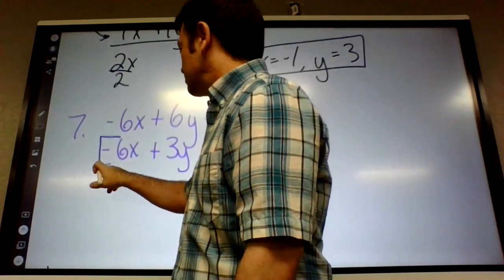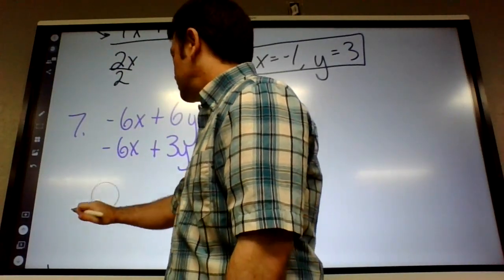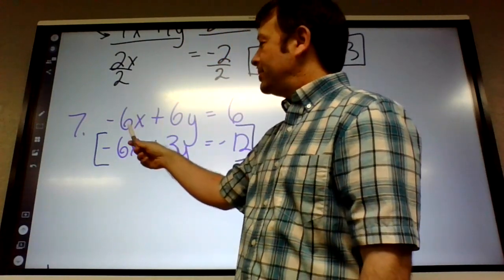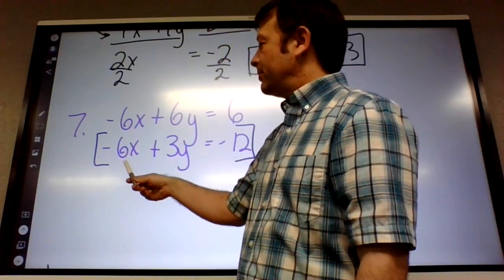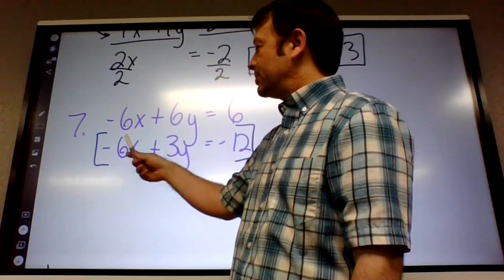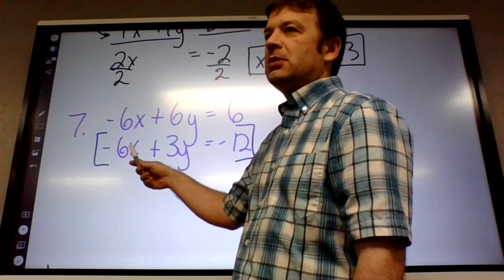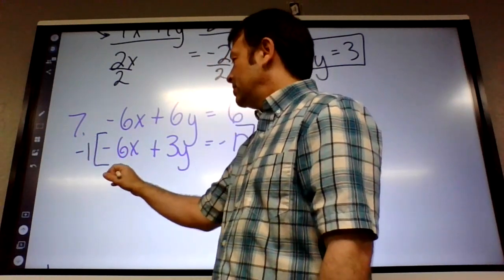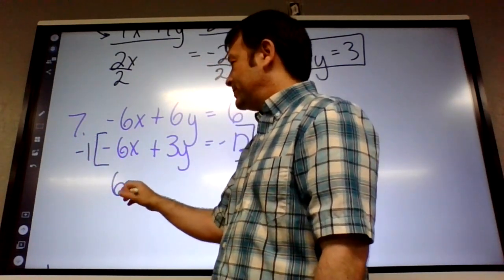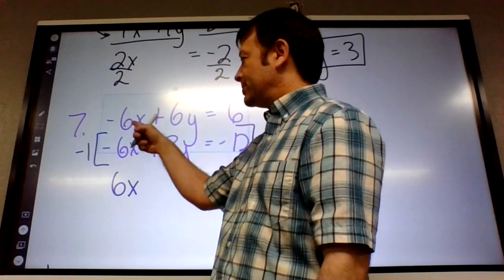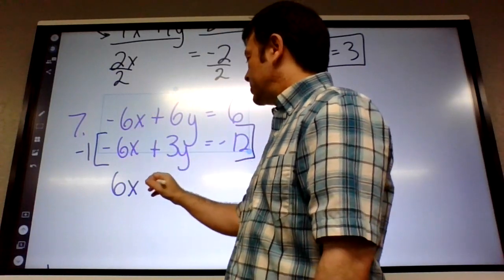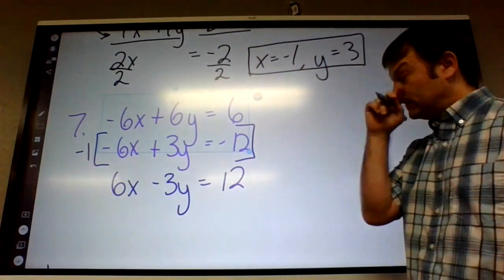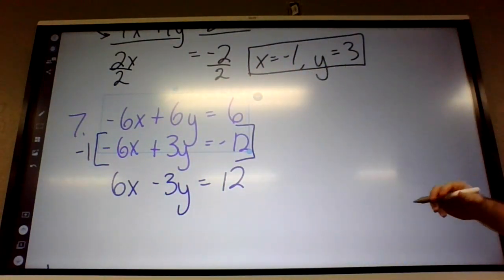And then cross out the x's. Well, if I add these two together right now, they won't cross out. So how do I make it so that they will cross out? Right, multiply by negative 1. So now it'll be positive 6x, which will cancel out with that one. But this would be negative 3y and positive 12.